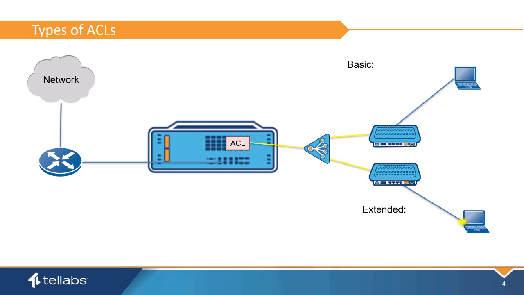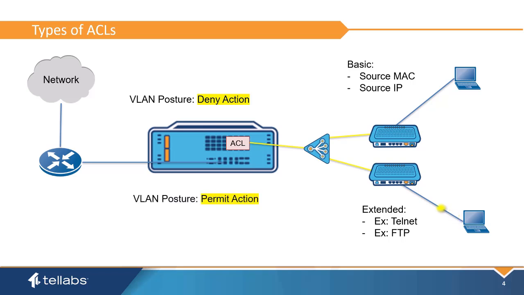Basic ACL filters are typically permit actions that look at either the source MAC, source IP, or both. When a basic permit ACL is applied to a VLAN, the default ACL action of the VLAN should be a deny action. That is, all packets will be discarded unless they meet the requirements of the permit action. Extended ACL filters are typically deny actions and look at deeper packet characteristics, such as telnet or FTP. If an ACL contains only deny actions, the default action of the VLAN should be permit. That way, all traffic is permitted unless the ACL prohibits it.